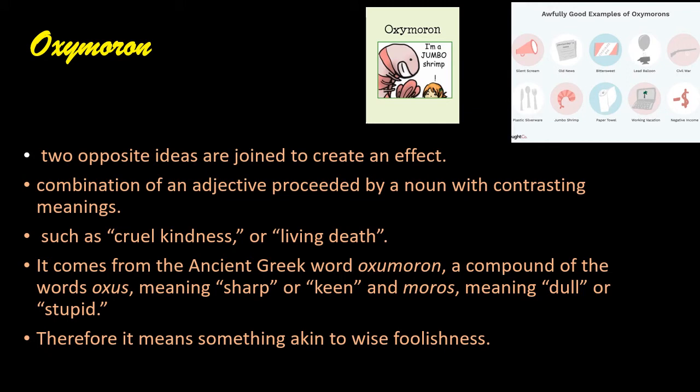In the next picture, you can see silent scream, old news, paper towel, jumbo shrimp, working vacation, and many things you can see. These are all oxymoron examples. I'll explain one simple thing, working vacation. Vacation is the noun and working is the adjective. That means during vacation also we are working.